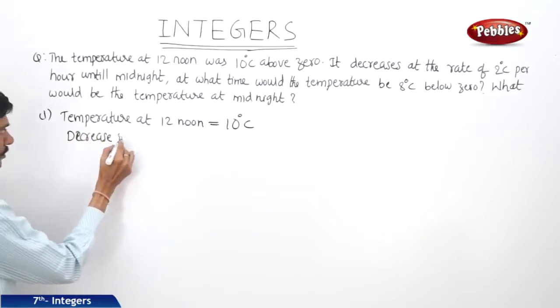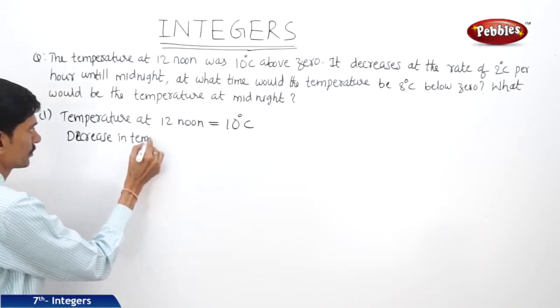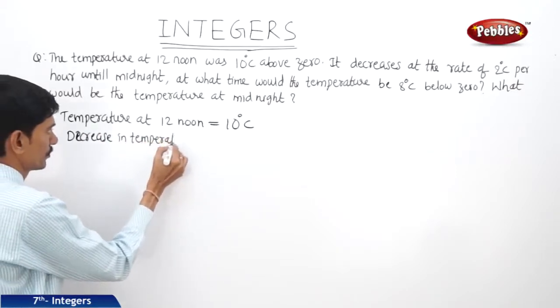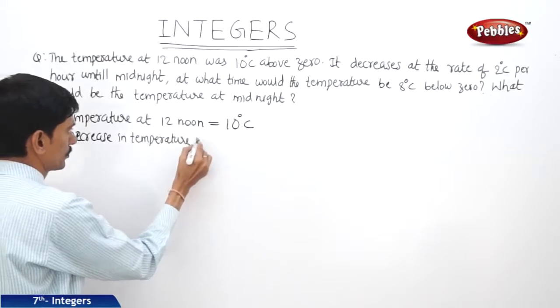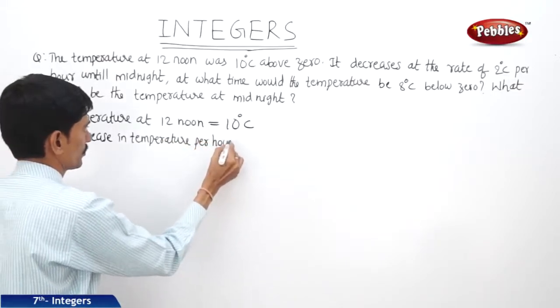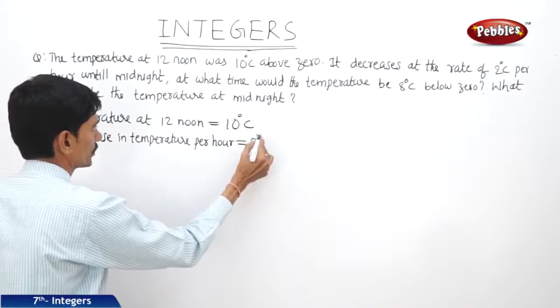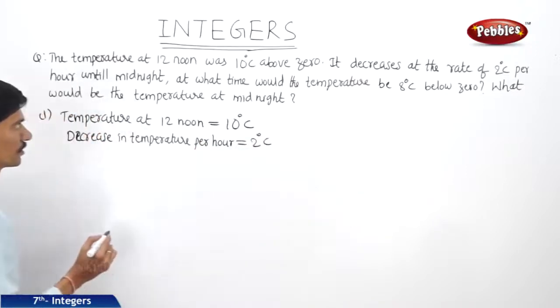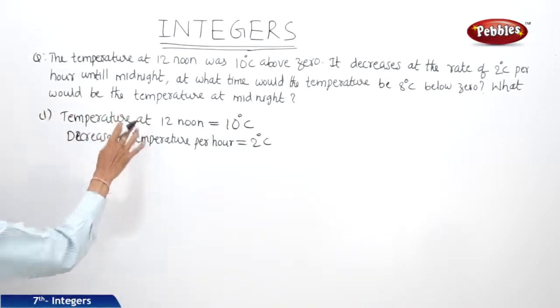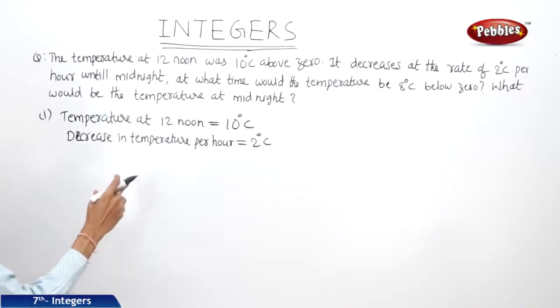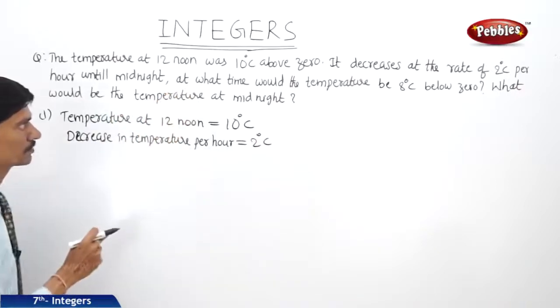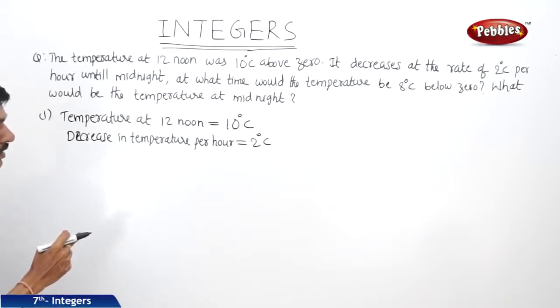Decrease in temperature per hour equals 2 degrees centigrade. Now we should find at what time the temperature would be 8 degrees centigrade below 0.